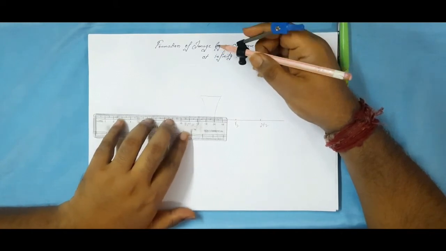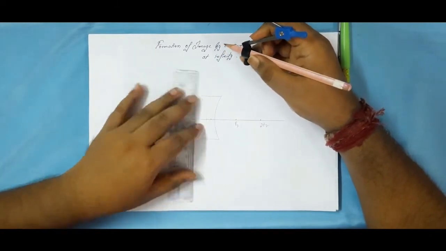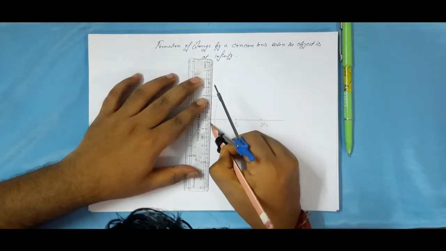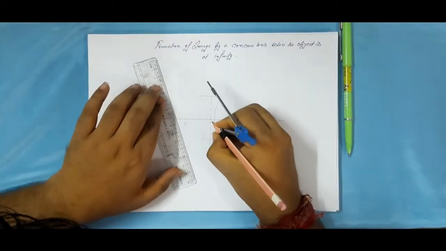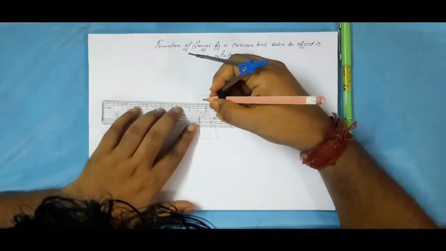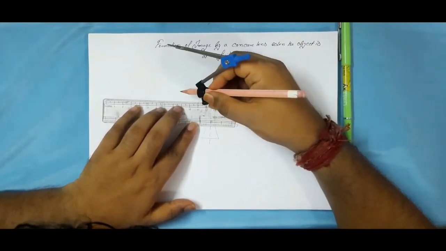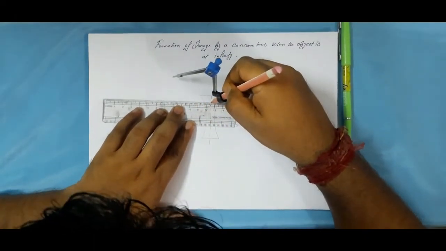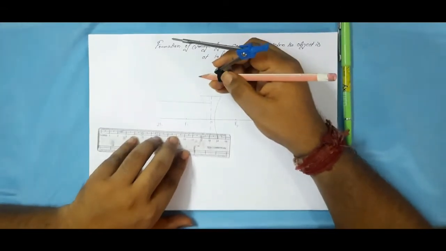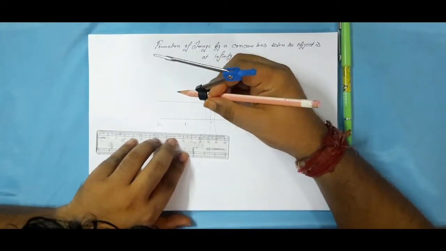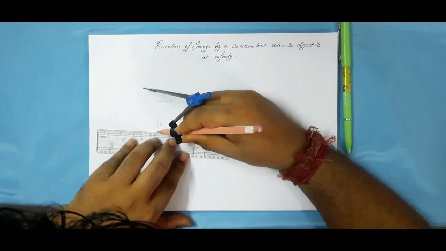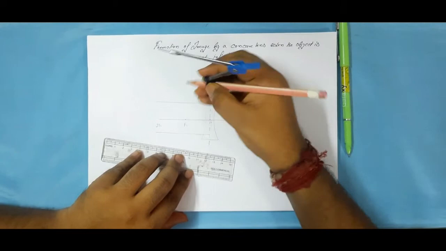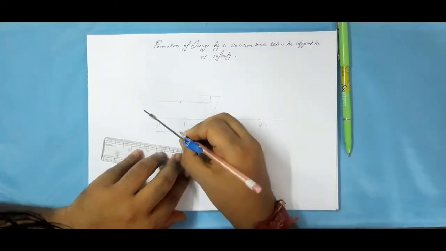So this is the optical center O. The object is from infinity. I am taking 2 lines. Both are parallel to the principal axis, but one above the principal axis, the other below the principal axis. The arrow diagram is a must, so we are giving the arrow.